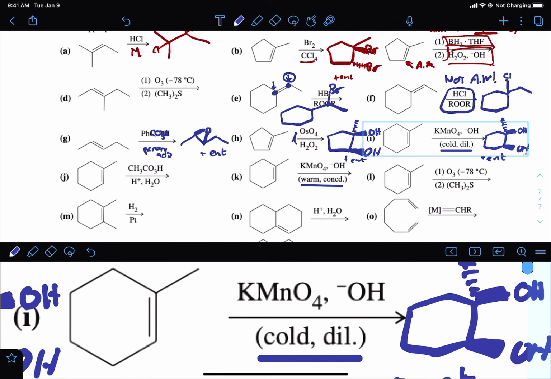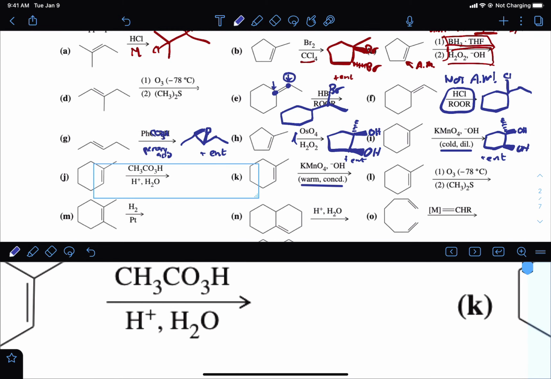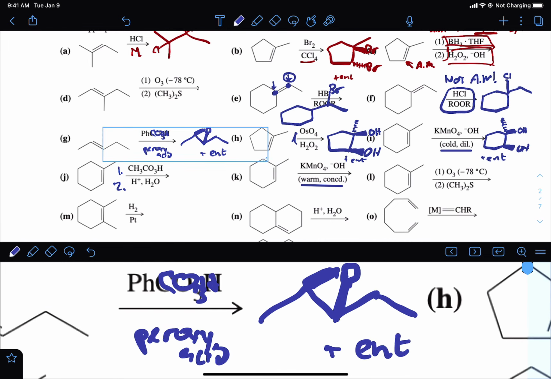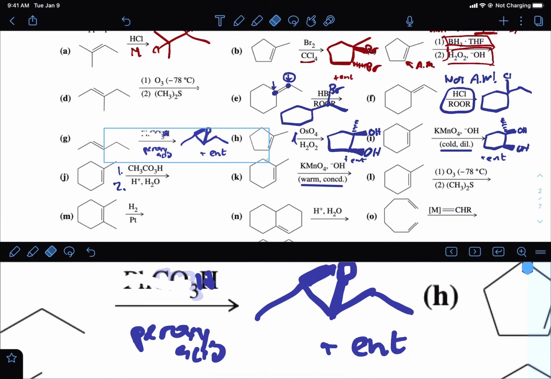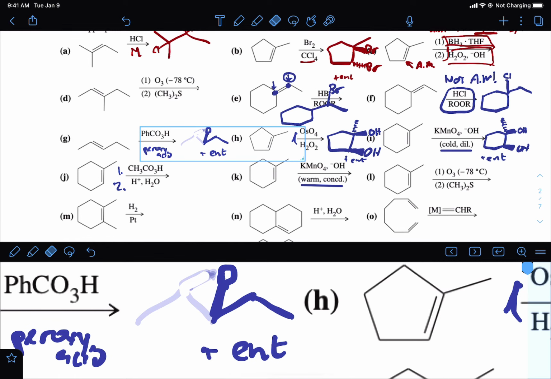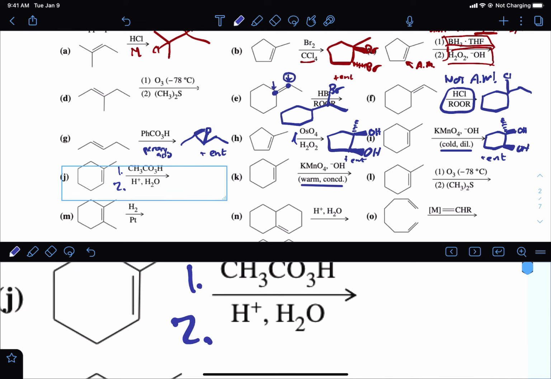All right, the next one, this actually should be two step. Come on, Wade, get it straight. All right, so the first step, here's our peroxy acid, right? The CO3H, just like before. So remember what that's going to do. That's going to make the epoxide. It's going to make the epoxide across our triple bond. It's going to use up the triple bond, right?